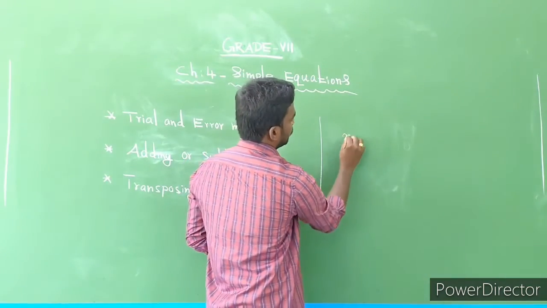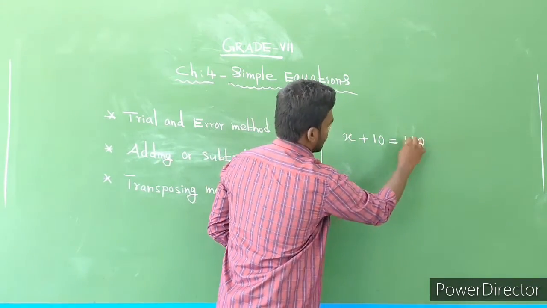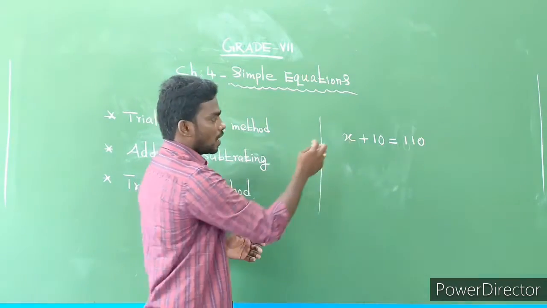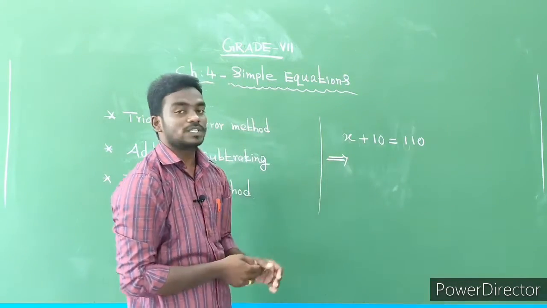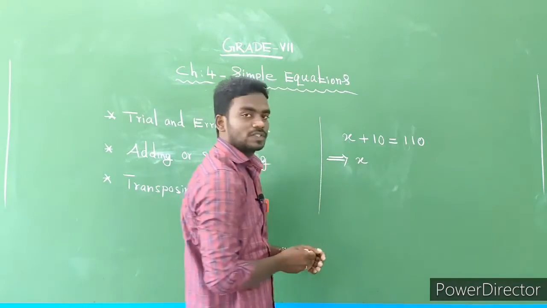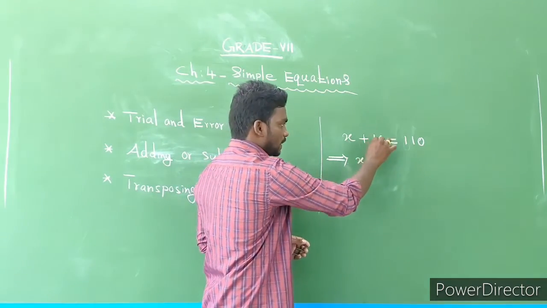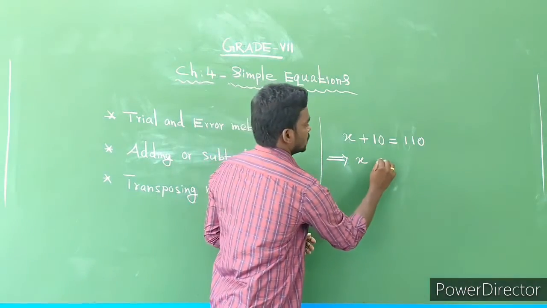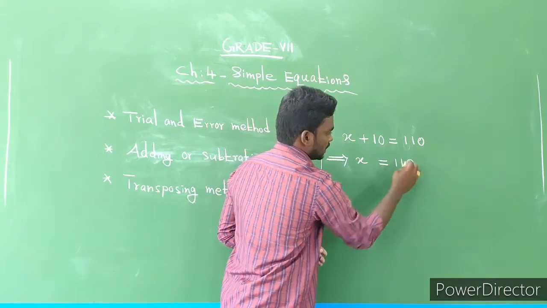See this example. x plus 10 is equal to 110 is given. How to find the value of the variable x? Now we have to use the transposing method to solve the equation. Keep the value of x on the left side. The value 10 having a plus symbol on the left side, when transposed to the right side, becomes minus 10. So we keep x on the left side, and the right side value is 110.